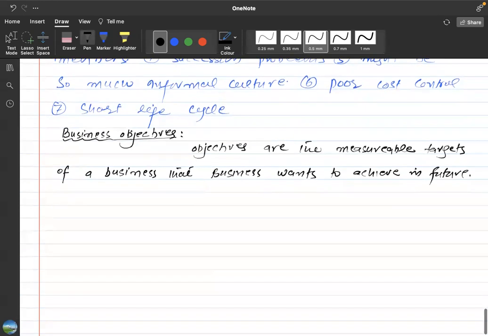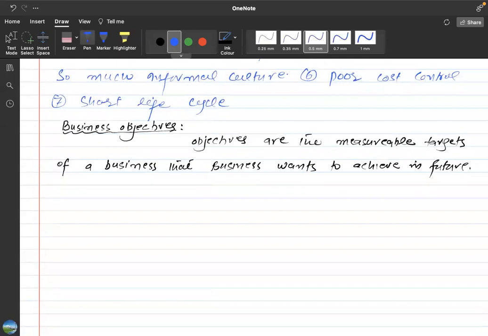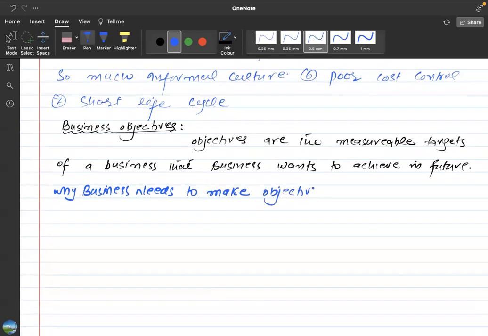Why does a business need to make objectives? Every business makes objectives. Because the objectives give a sense of direction to the business. And then employees can move in that direction, and they can achieve whatever the business wants to.